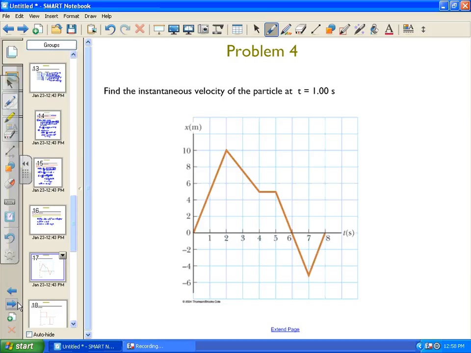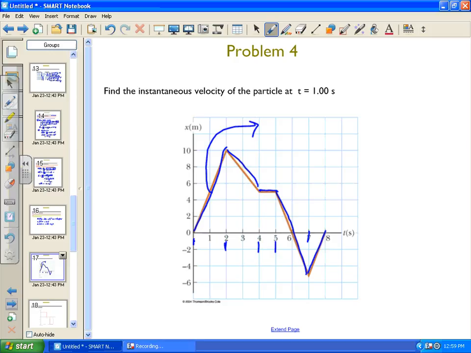Here we're asked to determine the instantaneous value of the velocity of the particle at t equals 1 second. And what we see here in this graph is that we have some segments for which the velocity is constant over those segments: from t equals 0 to 2, from t equals 2 to 4, from t equals 4 to 5, from t equals 5 to 7, and from t equals 7 to 8. Now, we're only asked to determine the value of velocity at t equals 1 second. We know that because the velocity is constant and given by the slope of the line, it doesn't matter what time is given to us provided it falls within t equals 0 and t equals 2 seconds.